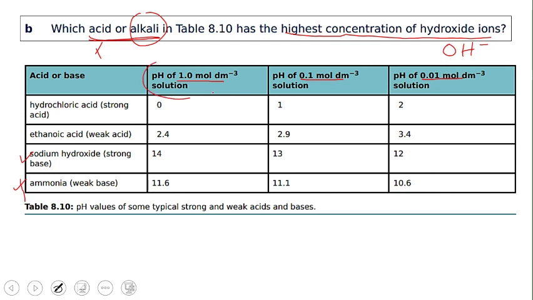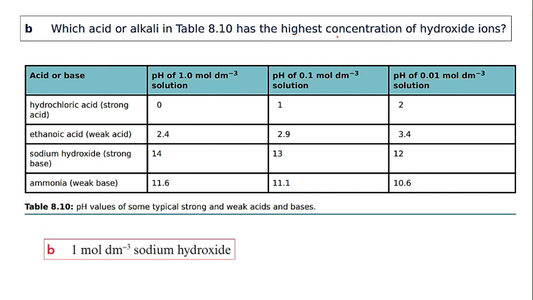1 mole per dm cube concentration means it is more concentrated here. And also it has the highest pH as compared to the others. So it will be the strongest base as compared to these two diluted ones. The pH of the 1 mole per dm cube solution is 14, and this sodium hydroxide at 1 mole per dm cube will have the highest concentration of hydroxide ions. So 1 mole per dm cube sodium hydroxide will be our answer here.